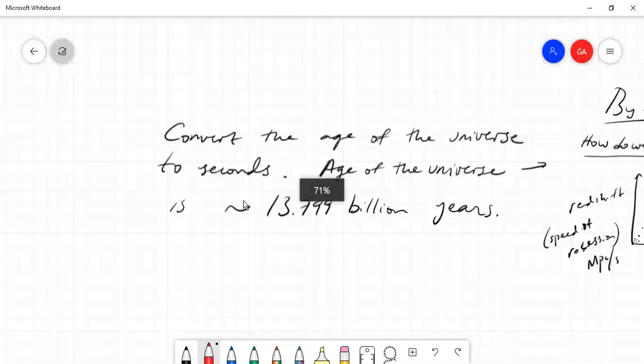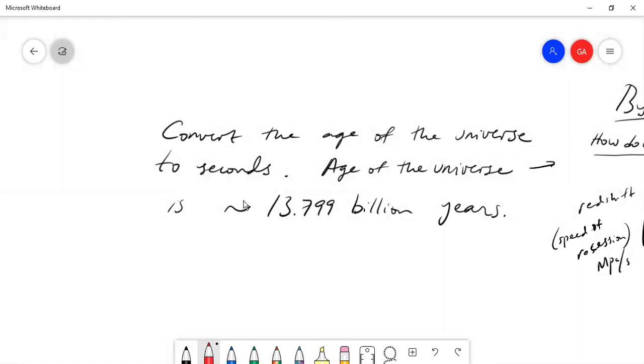Okay, here's a great problem. Convert the age of the universe to seconds. This is kind of a beautiful problem, because if you study physics, there is a field called cosmology, and it studies the evolution of the universe. Yeah, Leanne, it's beautiful. This is truly a highlight of the lecture today.